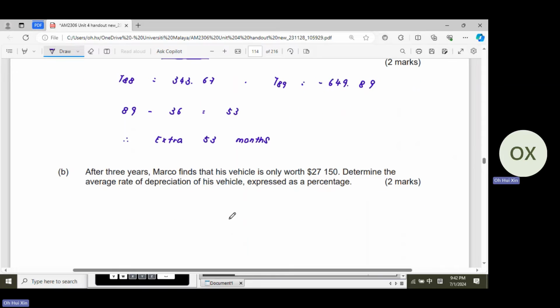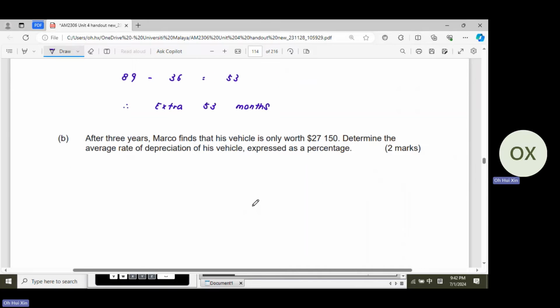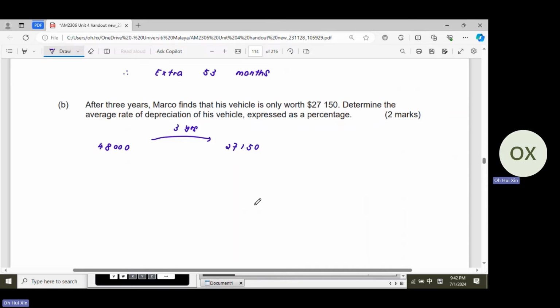Okay, so part B, after 3 years, Marco finds that the vehicle is now only worth 27,150. Determine the average rate of depreciation for the vehicle expressed as a percentage. So let's try to write down. The initial value for the vehicle is 48,000 as given in the question. So we know that after 3 years, the vehicle is now only worth 27,150. I will show you 2 ways.